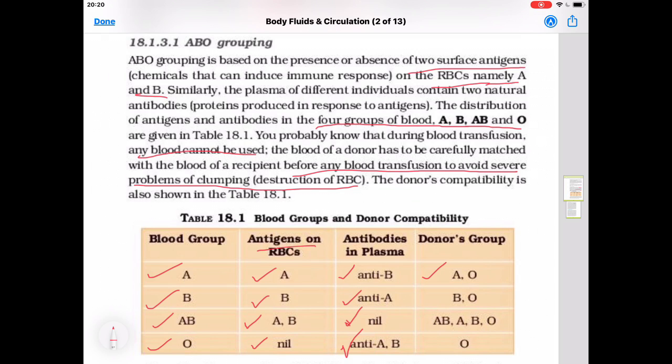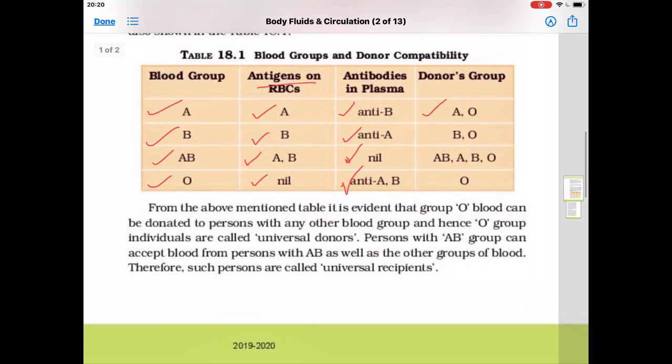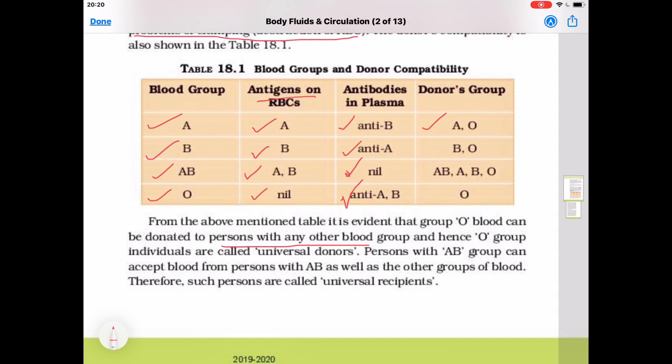From the above mentioned table, it is evident that group O blood can be donated to persons with any other blood group. Hence, O group individuals are called universal donors. Persons with AB group can accept blood from persons with AB as well as other groups of blood. Therefore, such persons are called universal recipients.